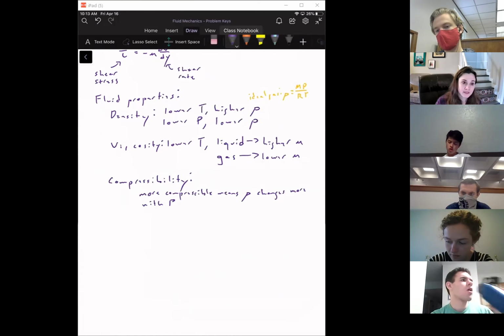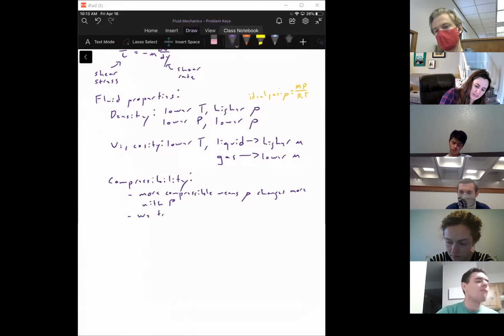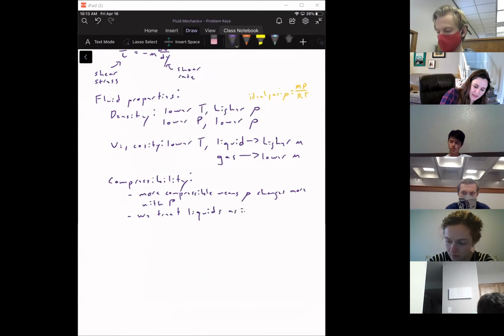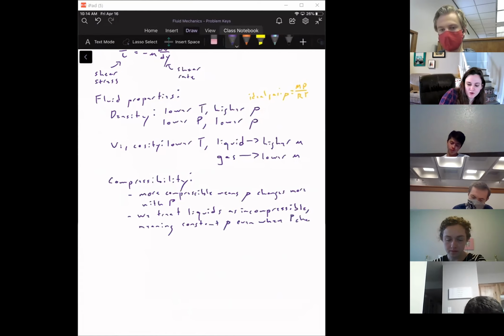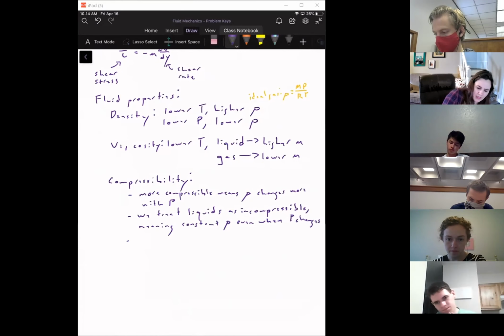So we generally treat liquids as incompressible, meaning constant density even when P changes. So we ignore pretty much all the time changes in density in liquids.